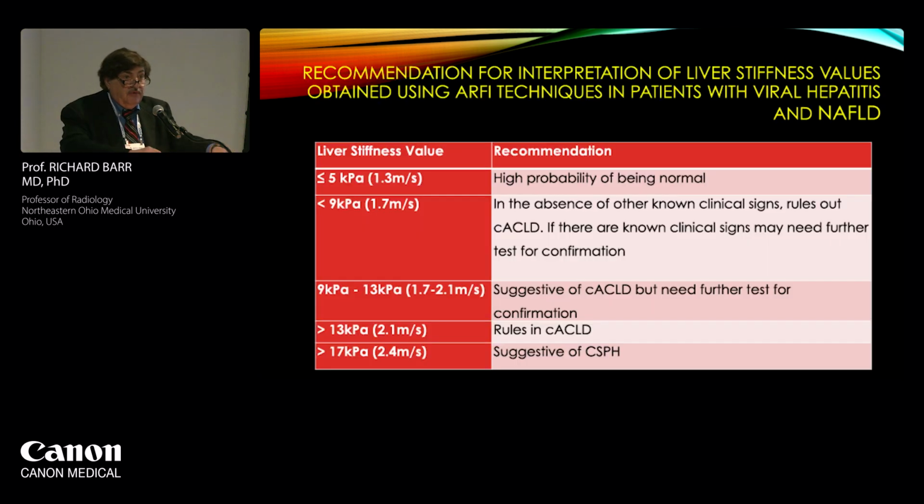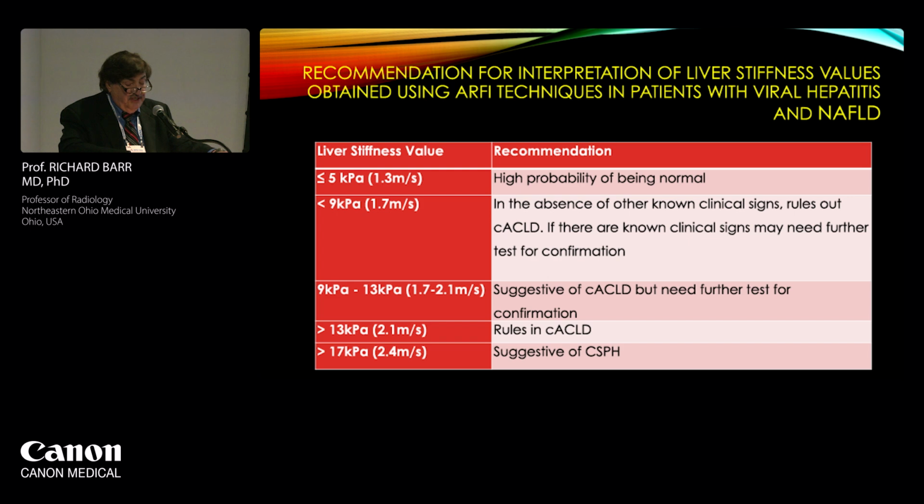So our SRU guidelines are the rule of 4, starting at 5. So equal to or less than 5 kPa, high probability of being normal. Between 5 and 9 kPa, in the absence of other known clinical signs, rules out compensated advanced chronic liver disease. If there are known clinical signs, may need further tests for confirmation.